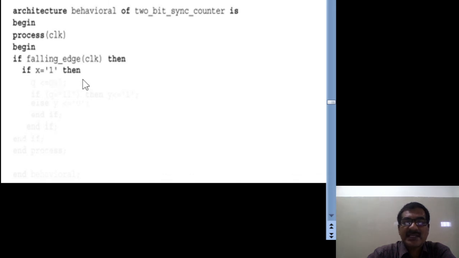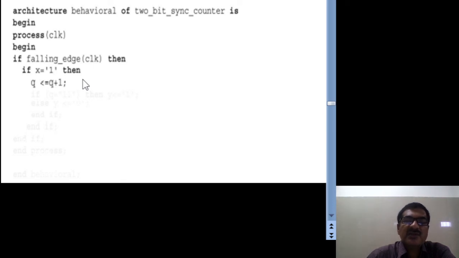If falling edge of the clock, then after that, suppose if x equal to 1, what happens? It goes to the next state, or the state value is incremented by 1. Therefore, Q is Q plus 1. Like that you can write. The Q value is incremented by 1.